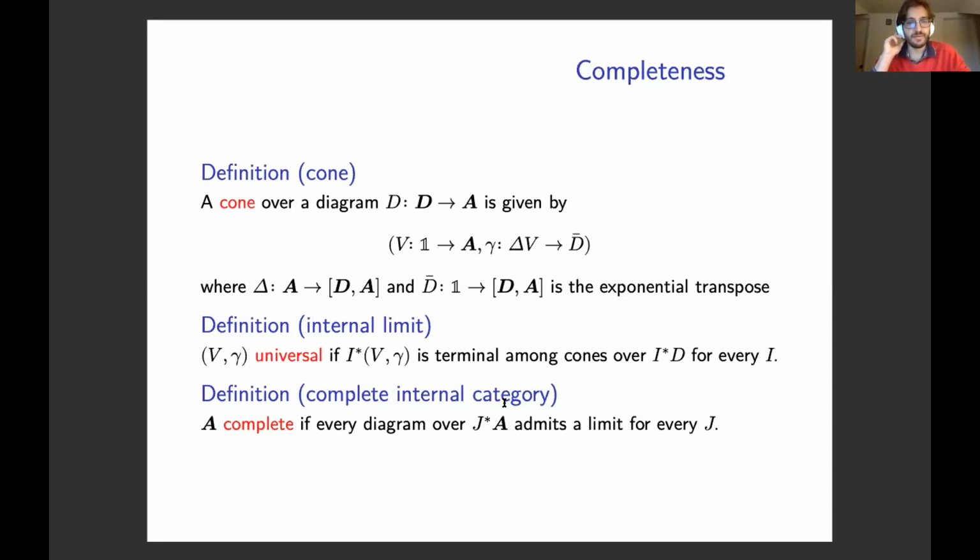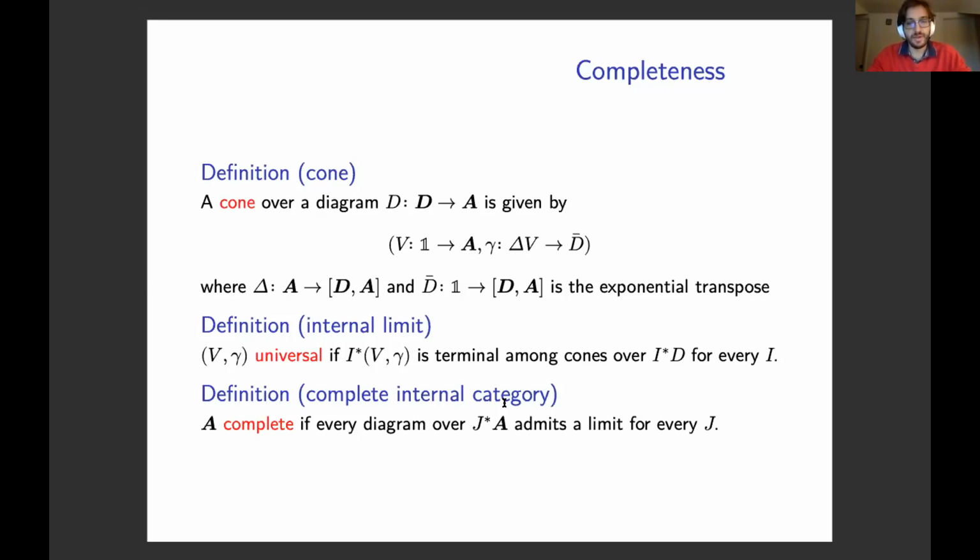And for that, we need to explicitly require that the cone is terminal in every slice, for every slice of the ambient category. And then, again, similarly, we would expect a category to be complete if every diagram admits a limit. But again, this is not enough because it's not stable under pullback.